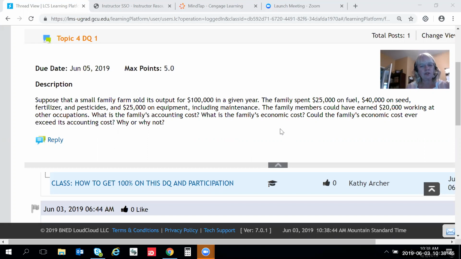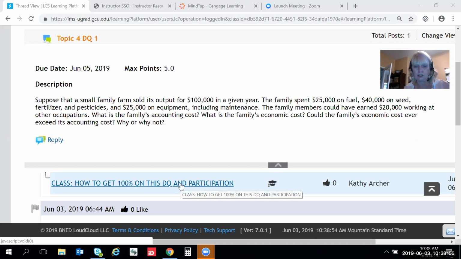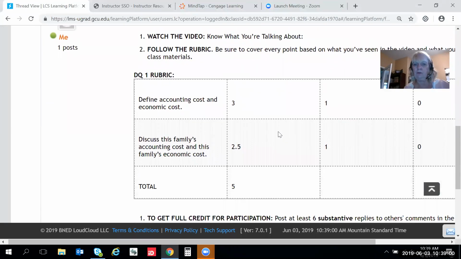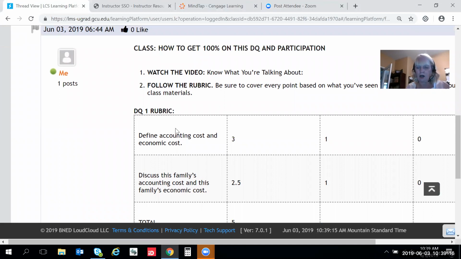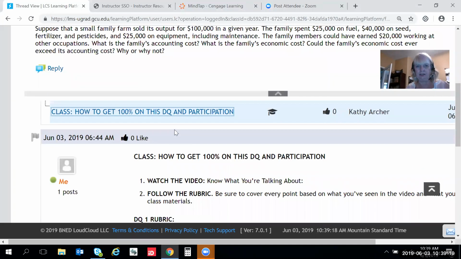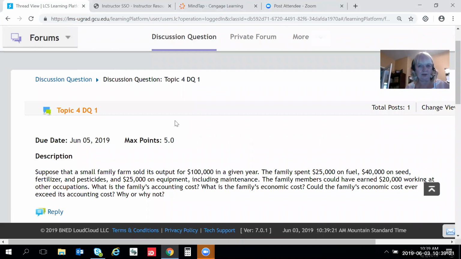Again, seems like a really complicated question, but let's take it apart a little bit and let's start by looking at the rubric for this question. So you'll find it right here in the very first post in DQ1, and looking at the rubric, there's only two items. It's define the accounting cost and economic cost, and discuss this family's accounting cost and this family's economic cost. So you can see from that the whole thing really revolves around those concepts of accounting costs versus economic costs. So where are you going to find out about that?